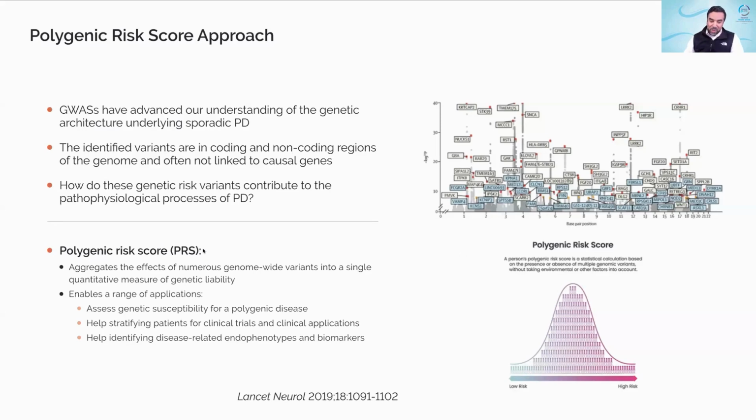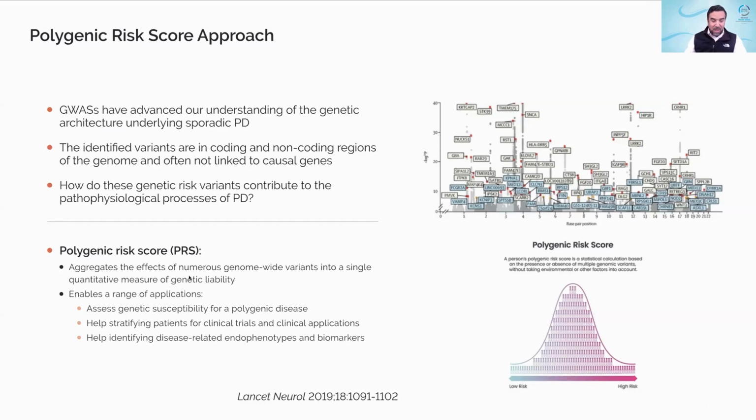The idea is that we could potentially calculate a score that aggregates the effects of all of these risk variants across the entire genome into a single measure that we can use for research and clinical application. So an individual who has a high genetic risk score for Parkinson's disease, for example, would be at high risk for Parkinson's disease in later life. And similarly, or the opposite, someone who has a low PRS will have a very low risk for future Parkinson's disease, just as an example.